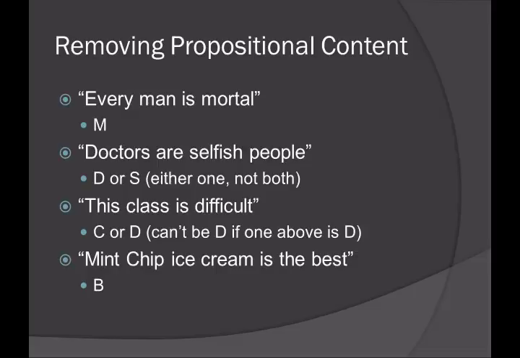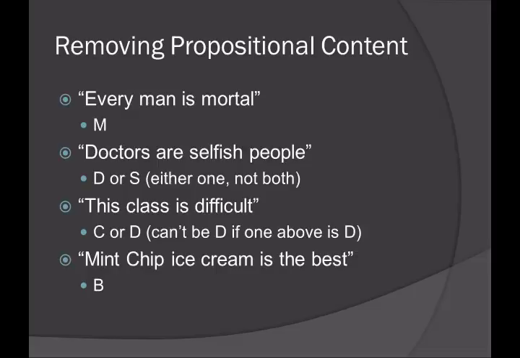What about the next claim? Doctors are selfish people. Okay? Well, we can pick any capital letter to pick out that content. That's the kind of thing that's either true or false. So we could go with D for doctors, or we could go for S for selfish. You can use either one. It doesn't matter. You can't use both. You can't, in one argument, have D stand for doctors are selfish and have S stand for doctors are selfish. You have to pick one or the other.